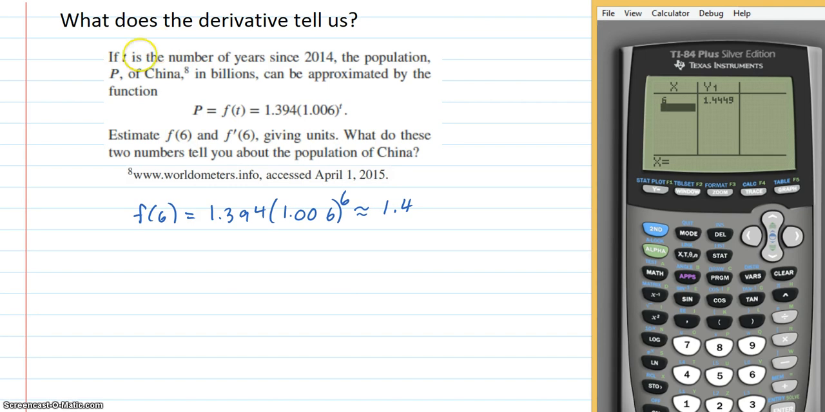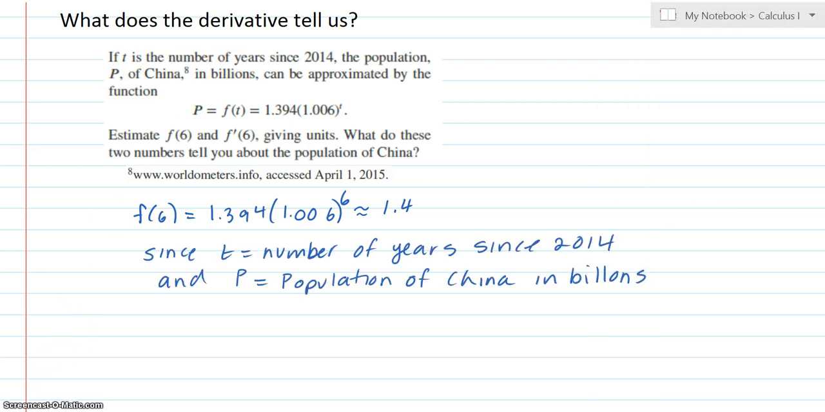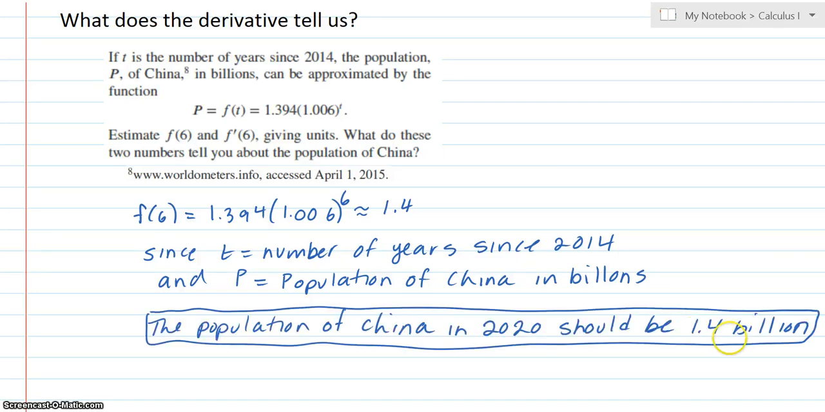And since t is the number of years since 2014, and p is the population of China in billions, this tells us that the population was 1.4 billion 6 years after 2014. So they projected from this formula that in 2020, which is actually now, the population should be about 1.4 billion.